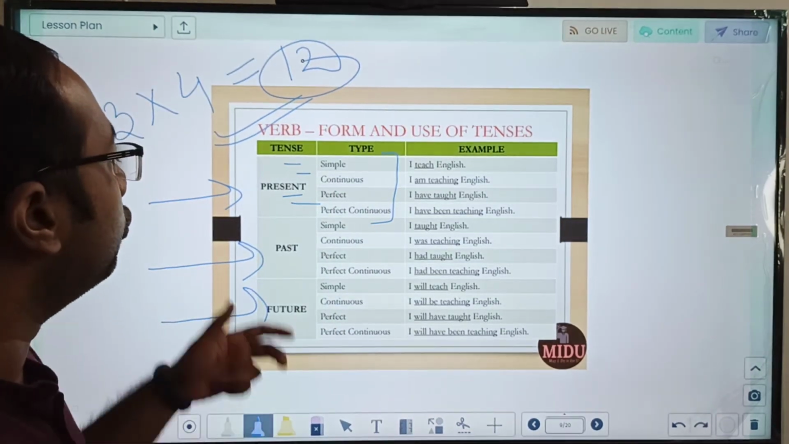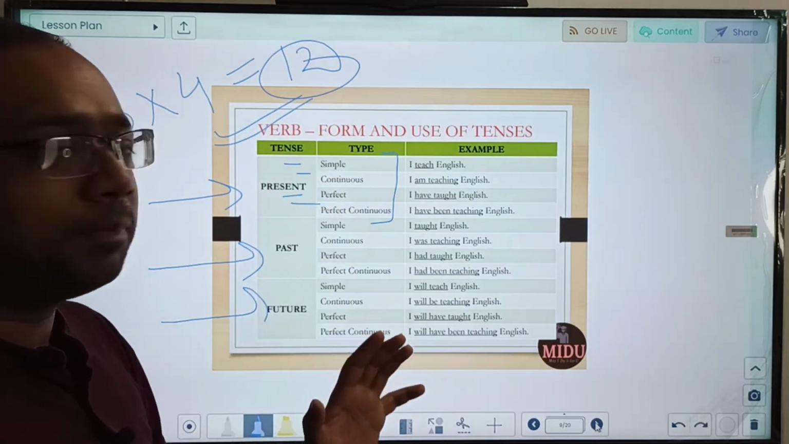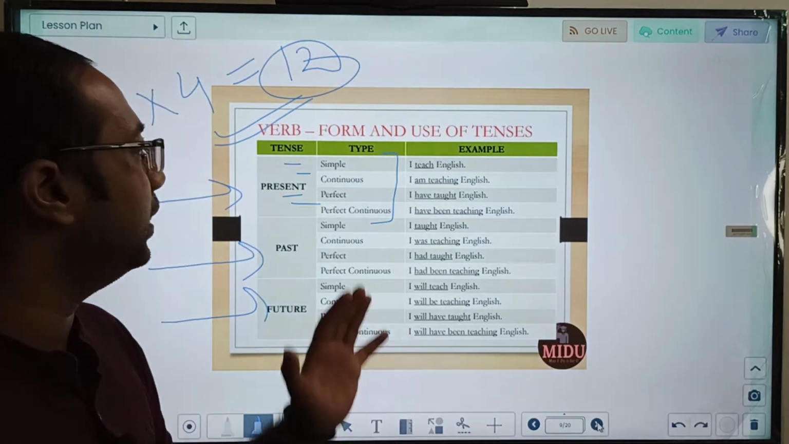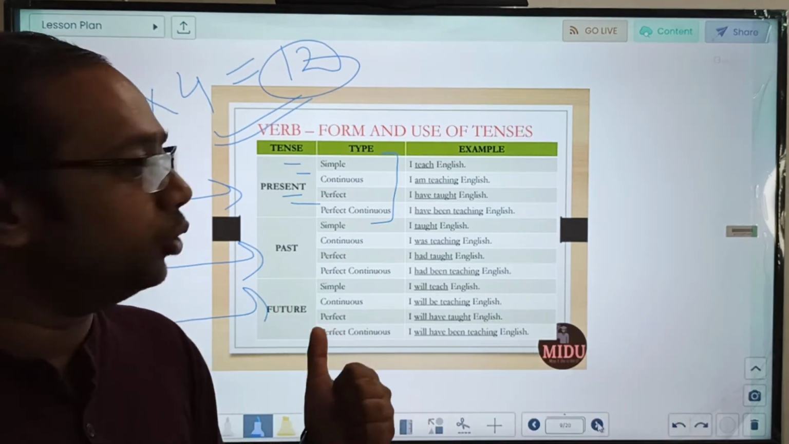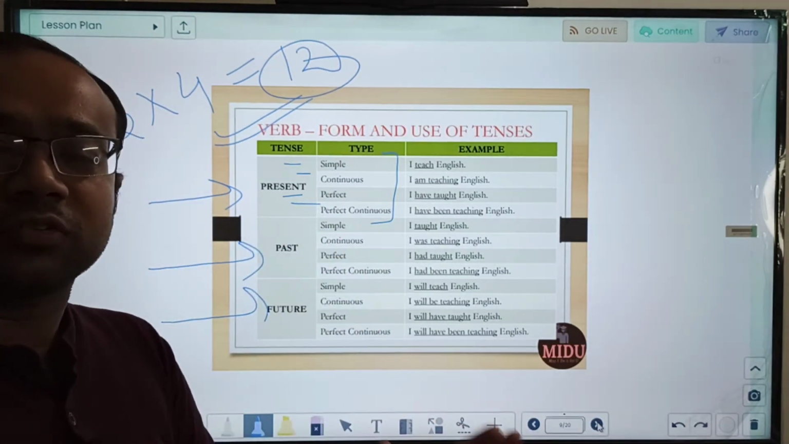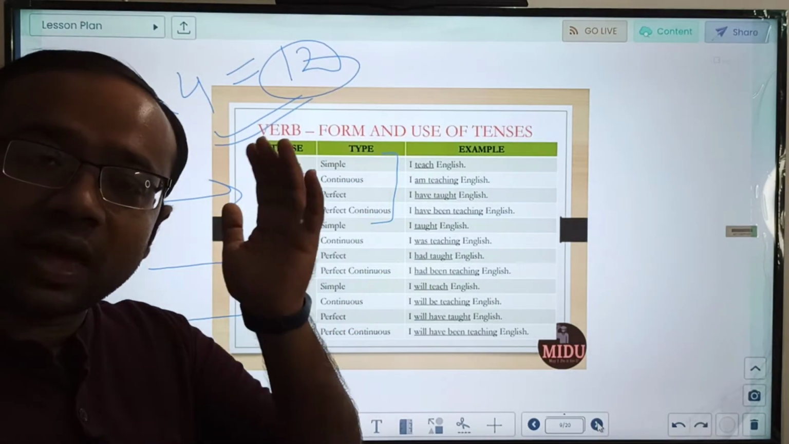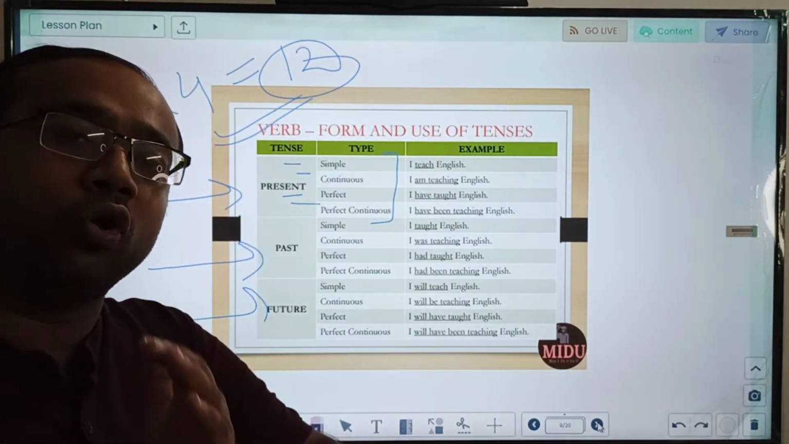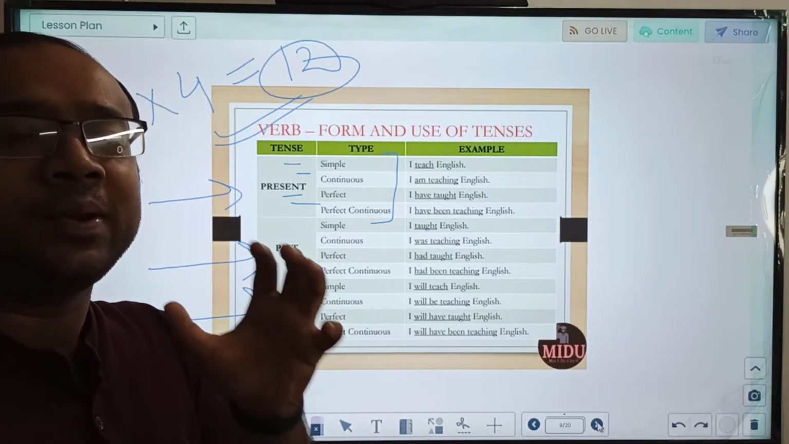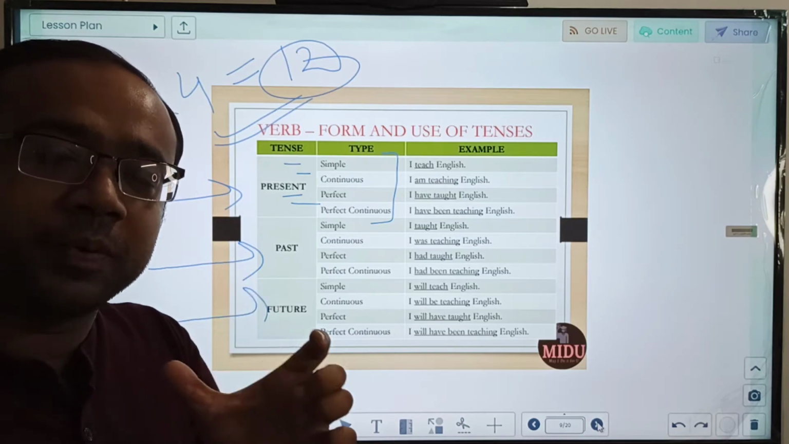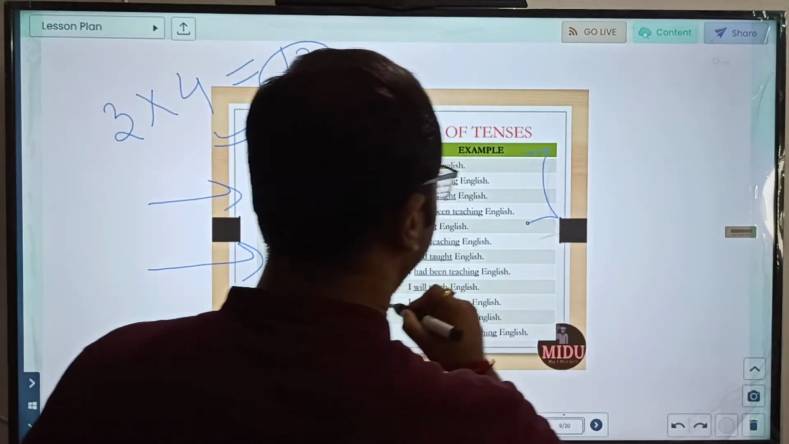Okay, so all combinations. So see, whenever something is simple, simple means just existing in a normal way. Continuous means that the action is ongoing. Perfect means showing completion, and perfect continuous means this action has been ongoing from the past. One is only ongoing currently, the other has been ongoing for some period of time. Just have a look at these four sentences and you will understand the difference.